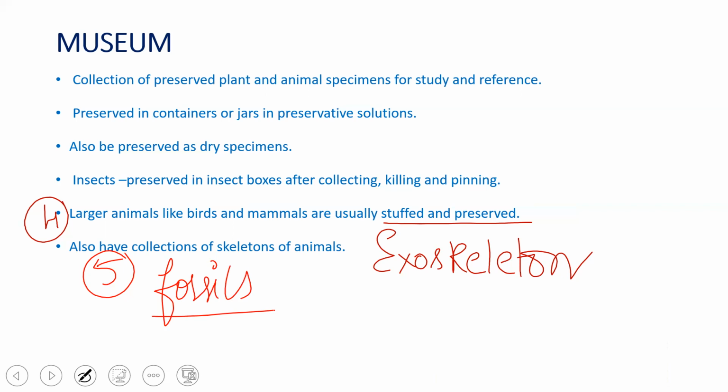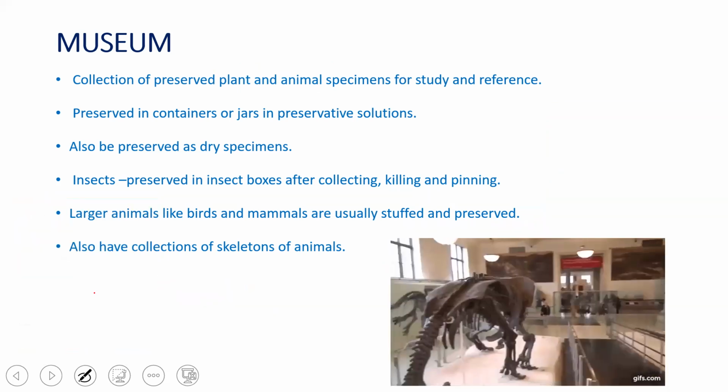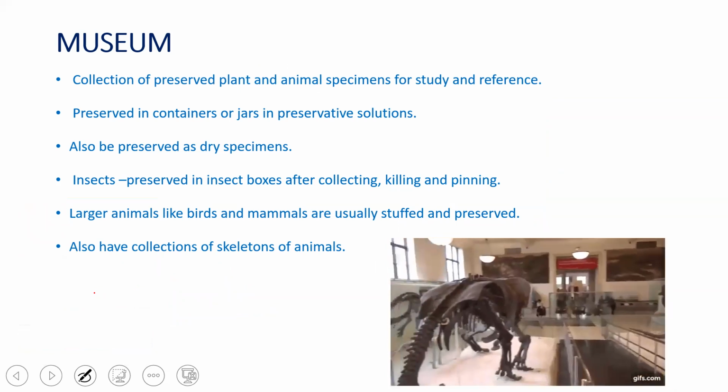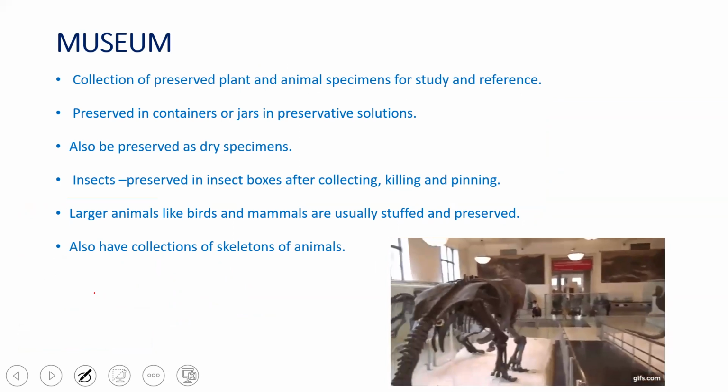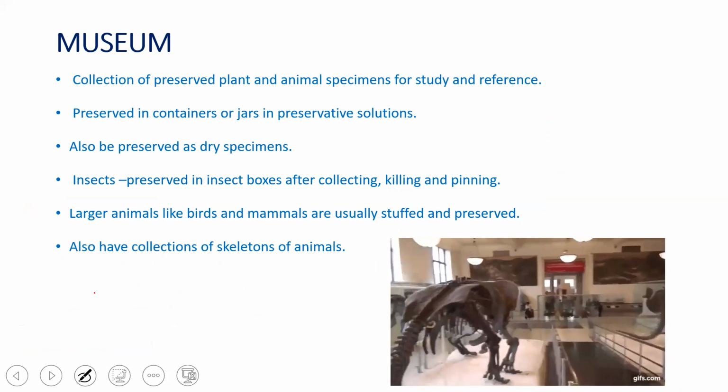So henceforth, the museum plays a very important role for both plant and animal specimens, for study, future reference, and research purposes. So this is it regarding the museum. Now let us go ahead with the next taxonomic aid. You can see the picture here of the museum, which has the collected specimens of the dinosaurs along with the whole skeletal system.